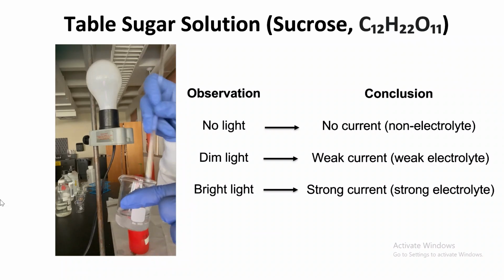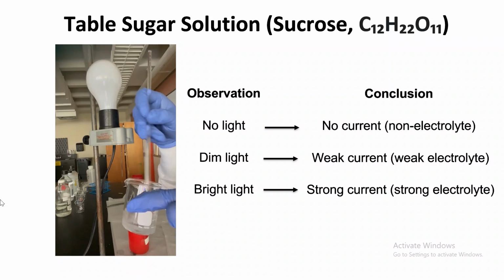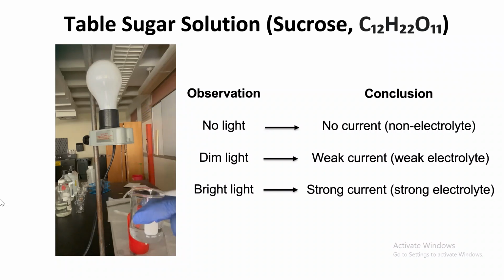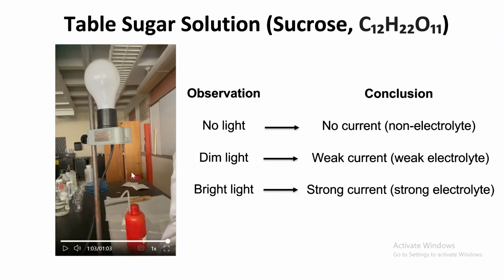So now we're going to mix the sugar in water. All right, let's test it. Sugar does not conduct electricity as a solid or when it's dissolved in water. The reason is sugar, C12H22O11, is a covalent compound. Covalent compounds do not conduct electricity. So for this one, you're going to see no light, which means no current, which means it's a non-electrolyte. Very good. Moving on to the next.